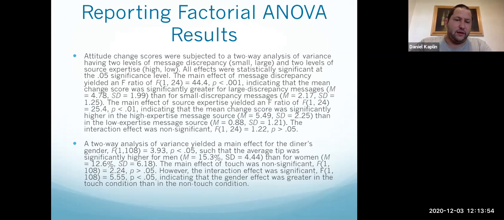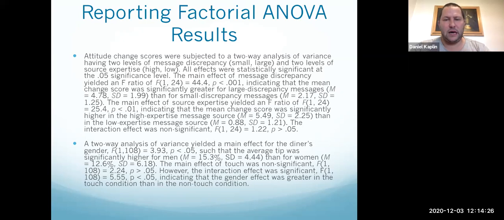Another way to do it: a two-way analysis of variance yielded a main effect for the diner's gender, right? And then it reports the F value, the degrees of freedom, the actual F value itself, and it was less than 0.05, such that the average tip was significantly higher for men than women, and it reports the mean and standard deviation of tip. The main effect of touch was non-significant.